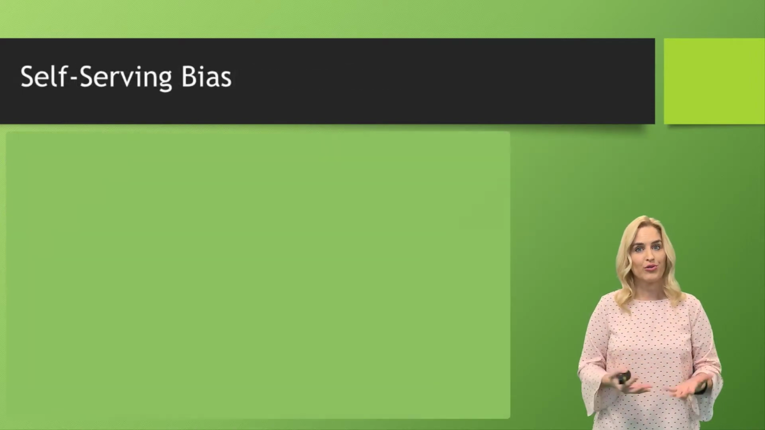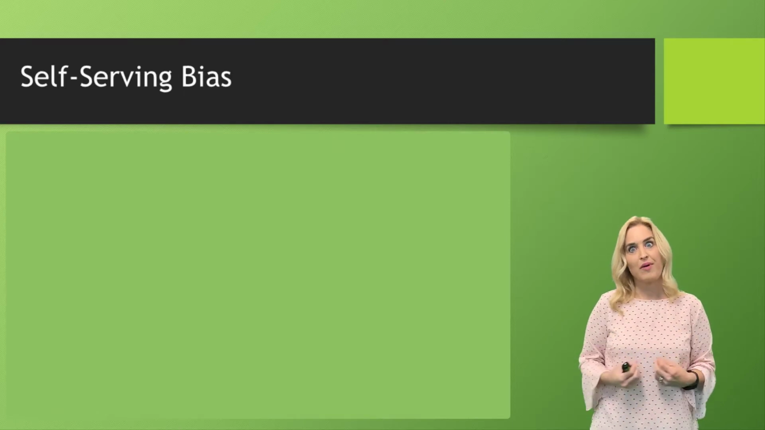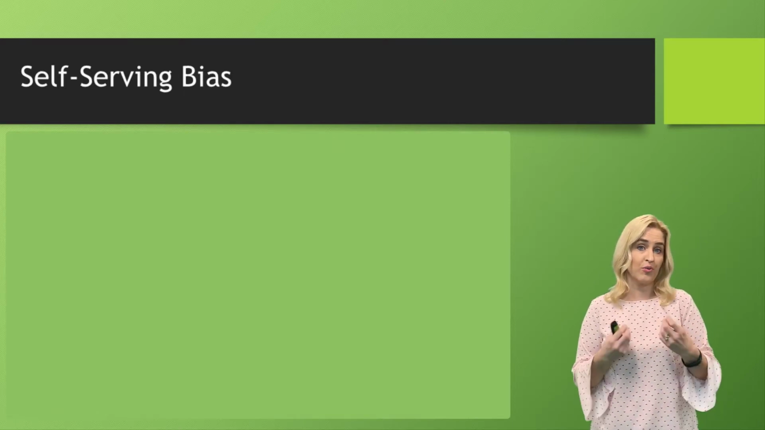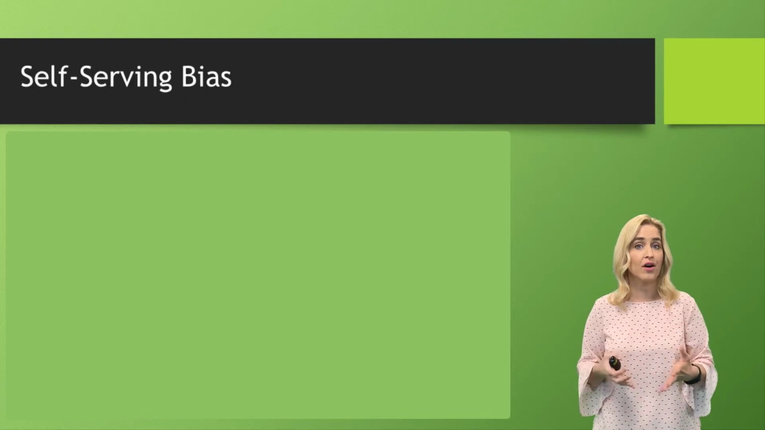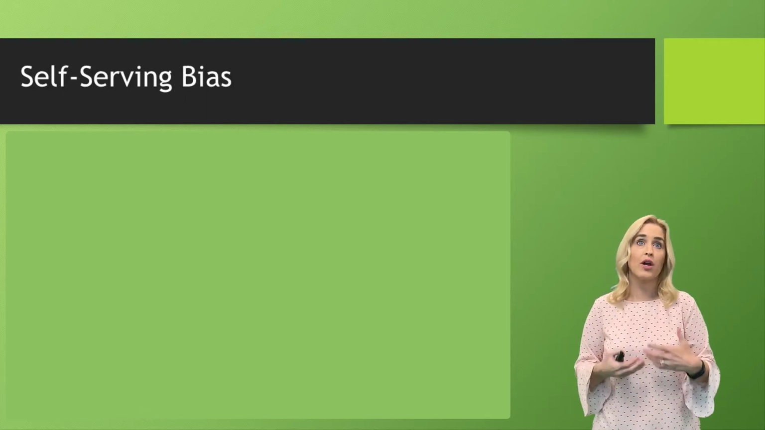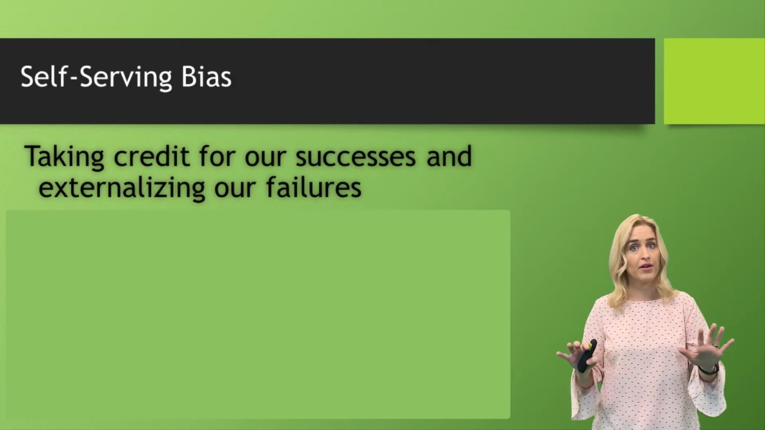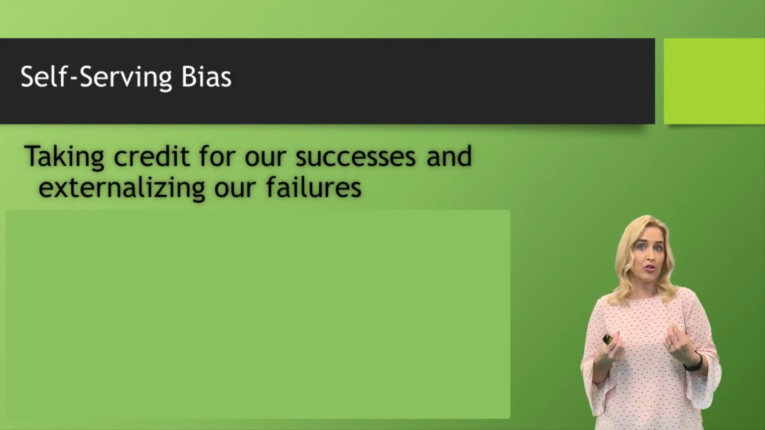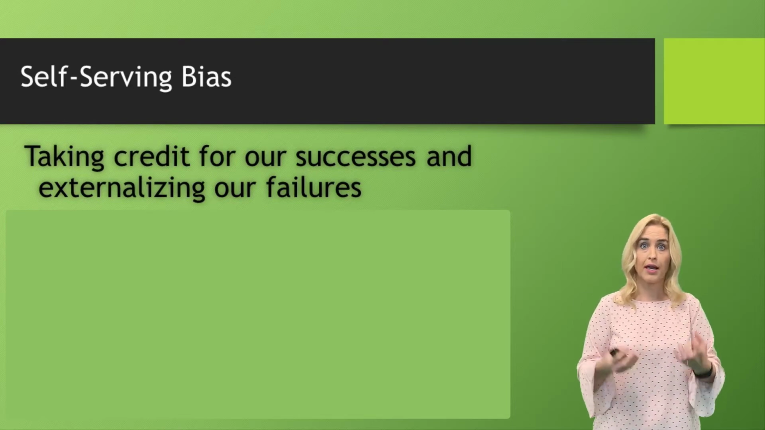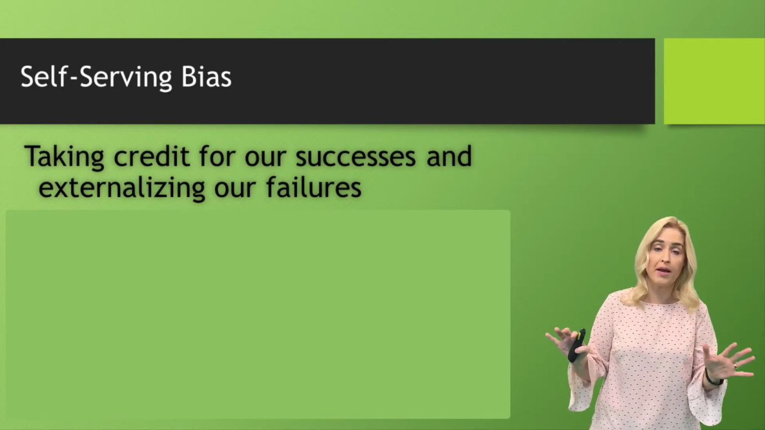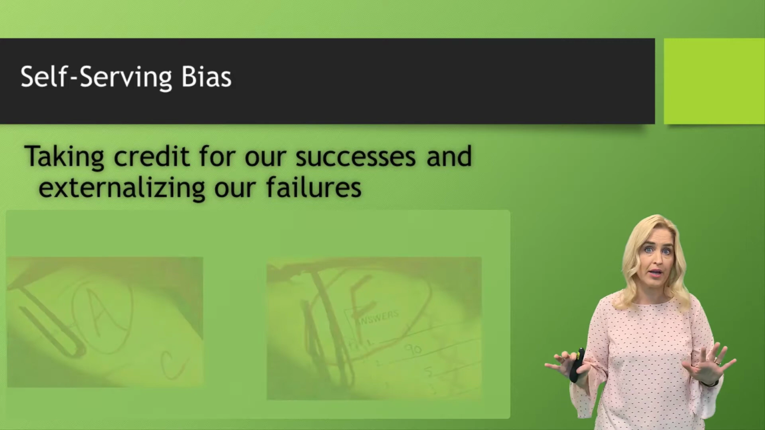The opposite is true when we start to think about ourself and some of the issues that we have in ourself. This is called the self-serving bias. And this is where we take credit for our successes and we externalize our failures. So our successes are due to an internal characteristic and our failures are due to an environmental or external situation.